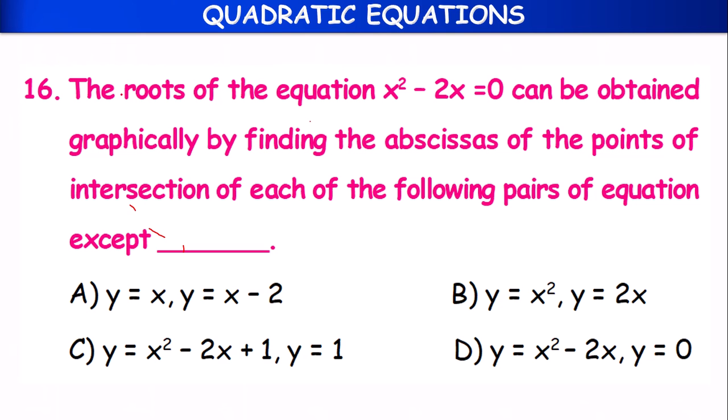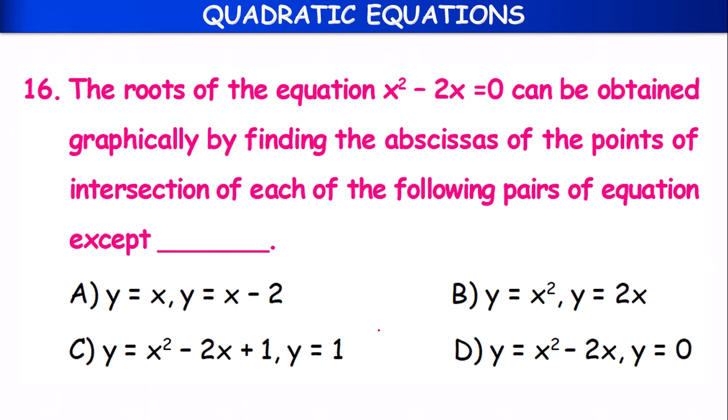Here, the question is: the roots of the equation x square minus 2x equal to 0 can be obtained graphically by finding the abscissae of the points of intersection of each of the following pairs of equations, except. So from all these equations, we will get the roots of this equation except for one equation. We have to find out that one.